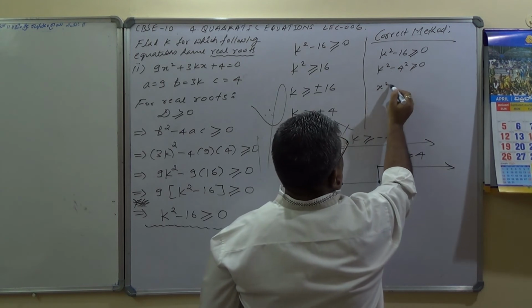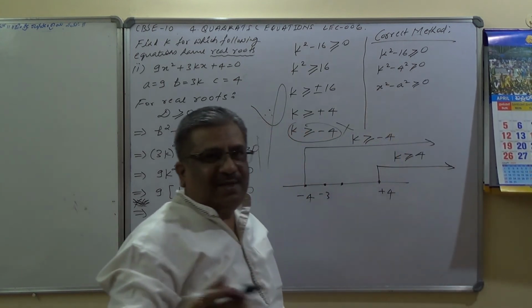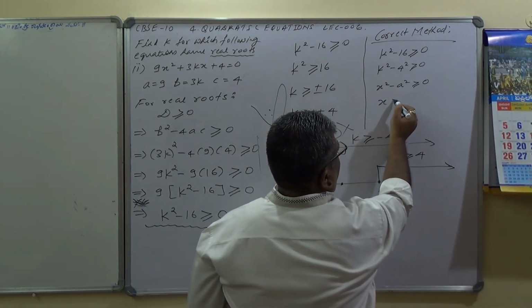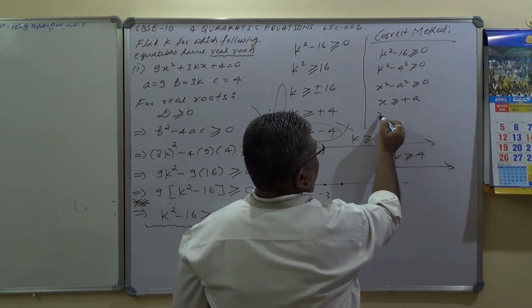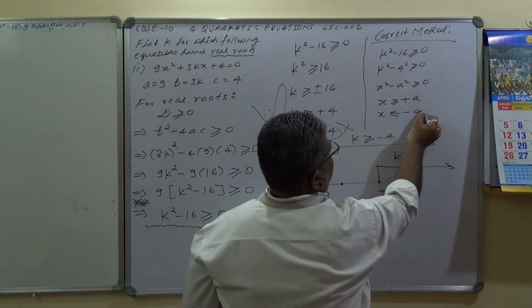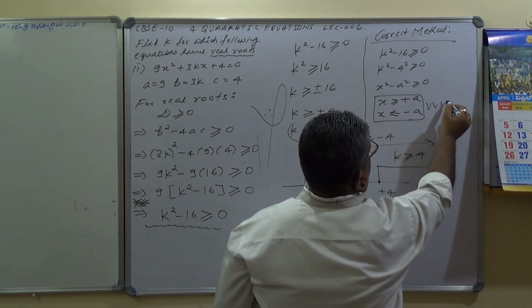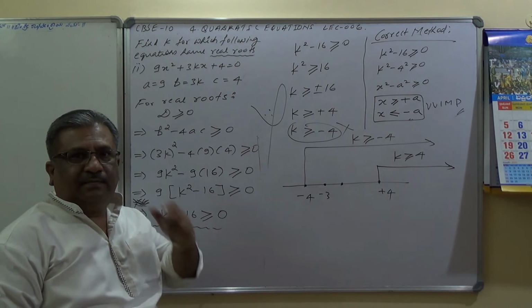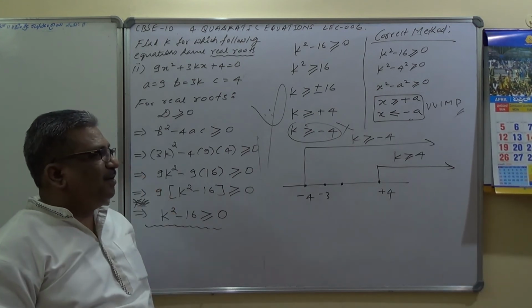If we have x square minus a square greater than or equal to 0, please listen. x should be greater than or equal to plus a, and x should be smaller than or equal to minus a. This is the answer. ये अर्थ आ रहा है? समझ में आ रहा है कुछ?